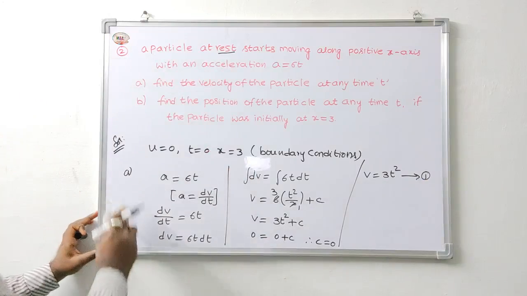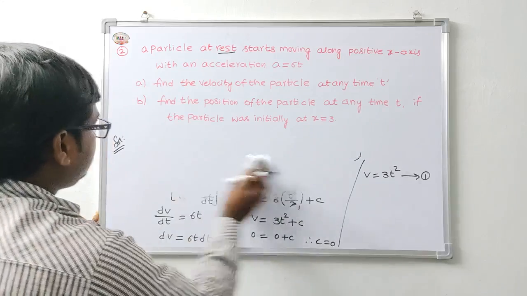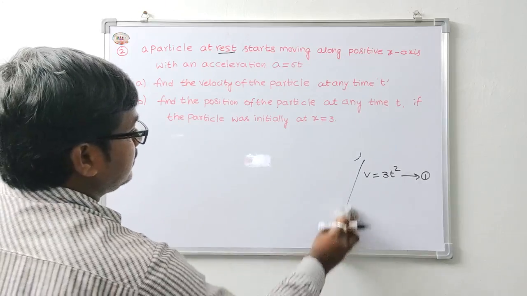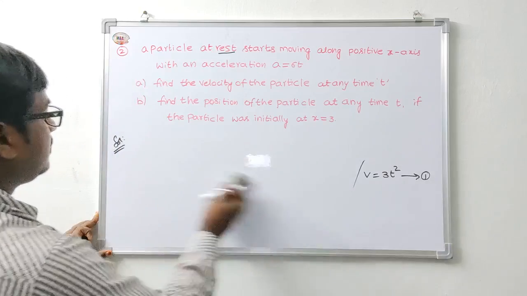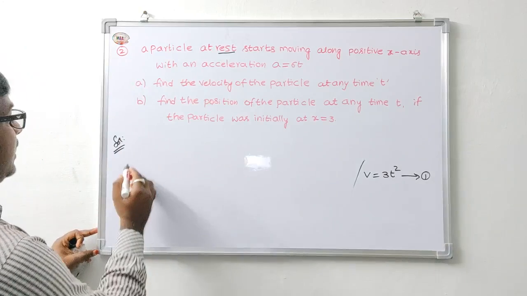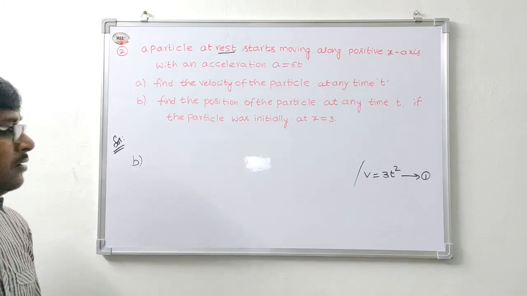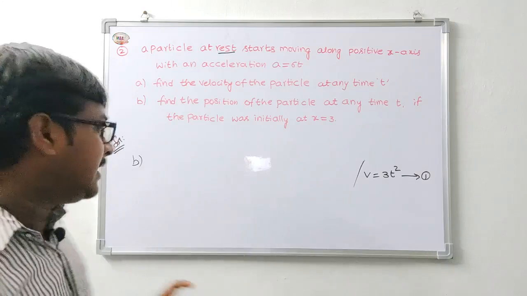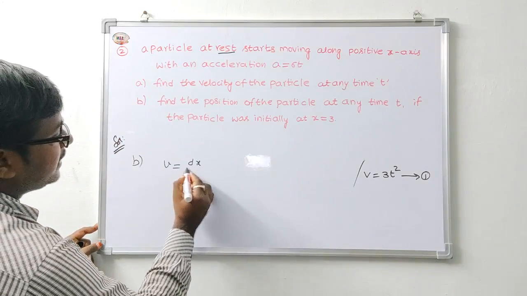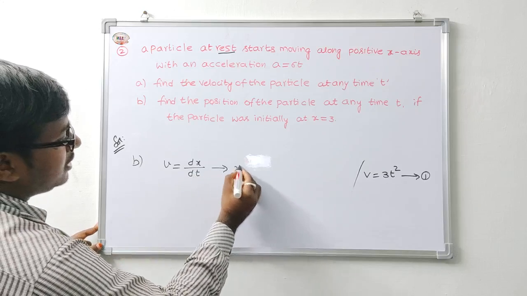The next part: find the position of the particle at any time t if the particle was initially at x = 3. The relation between position and velocity is v = dx by dt. This is equation number 2.